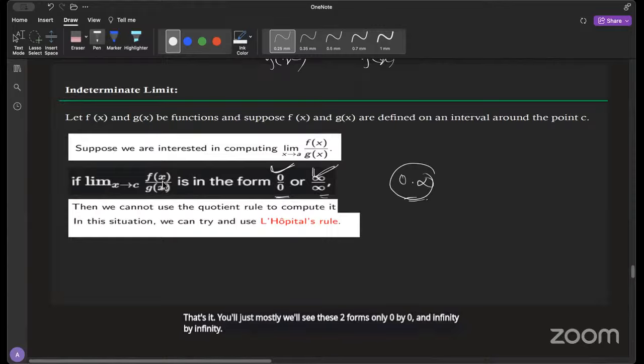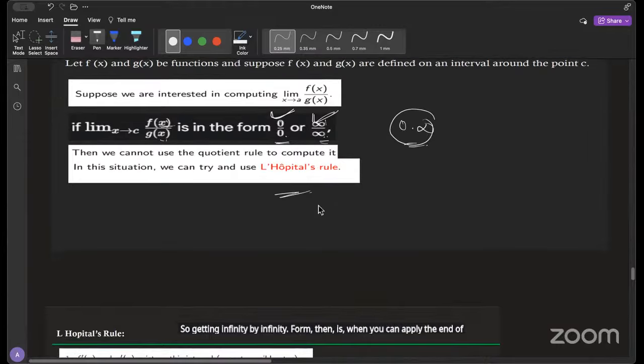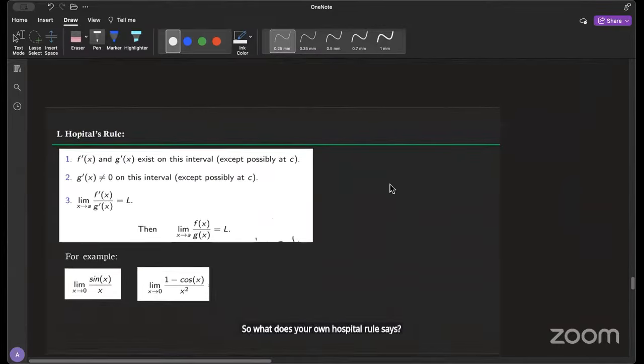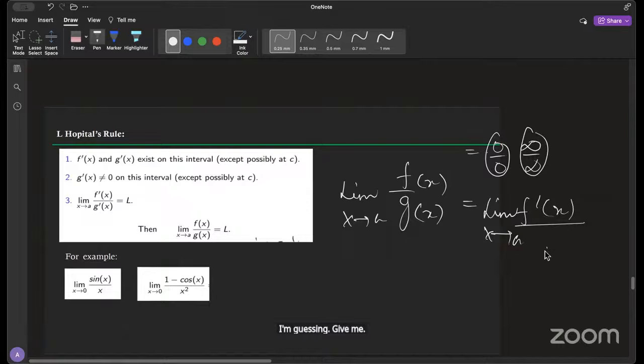So if you ever try to solve this thing and you see that the limit of f(x) is 0 and the limit of g(x) is also 0, or you see that the limit of both of these is infinity, so getting infinity by infinity form, that is when you can apply L'Hopital's rule. So what does L'Hopital's rule say? It says that if you have f by g and the limit as x tends to a of both of these is an indeterminate form, either this one or this one, then instead of finding the limit of this, it's actually the same thing, you can find the limit of these two things.